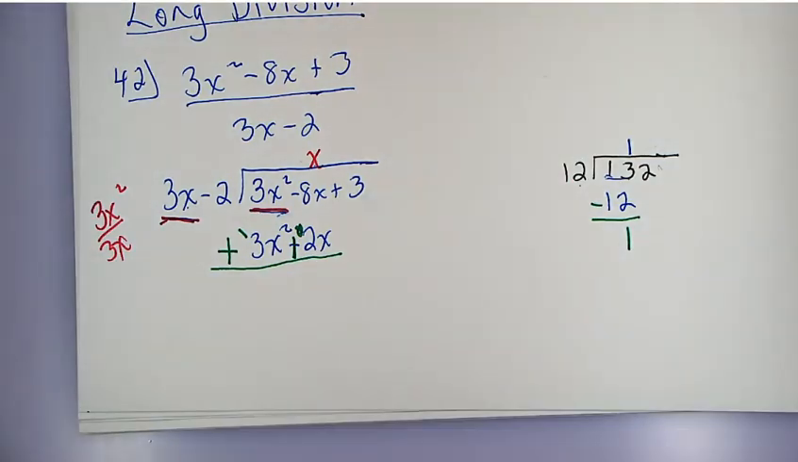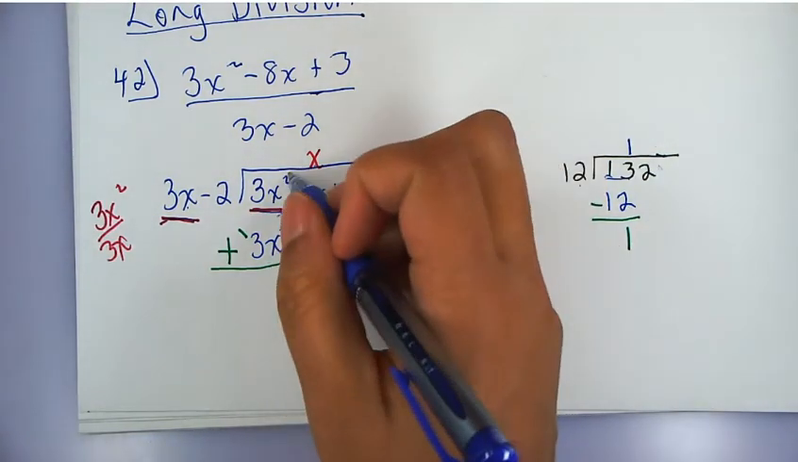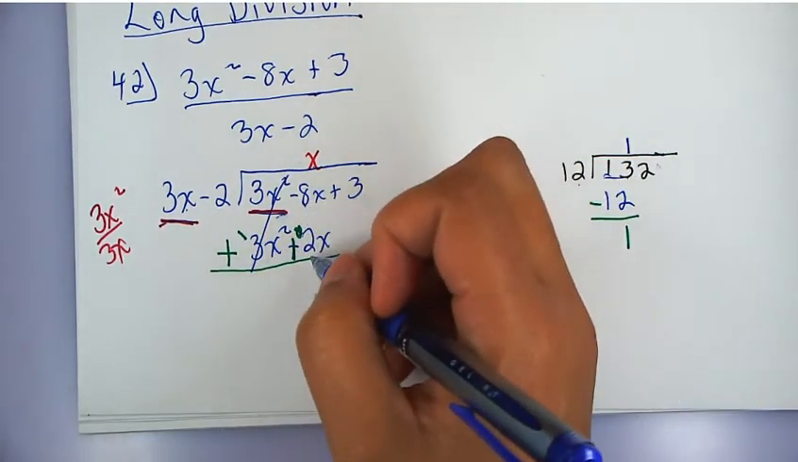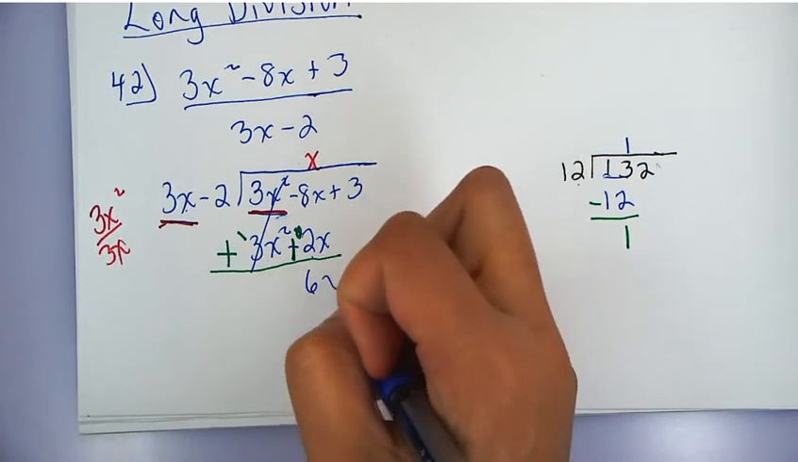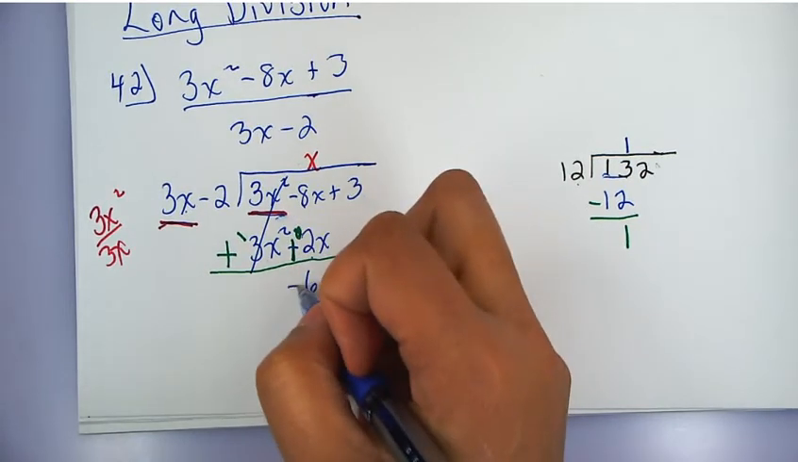So now we do it. 3x squared minus 3x squared, that just cancels. Negative 8x plus 2x is a plus 6x. No, it's not. That's a negative 6x. And we're going to bring down our plus 3.